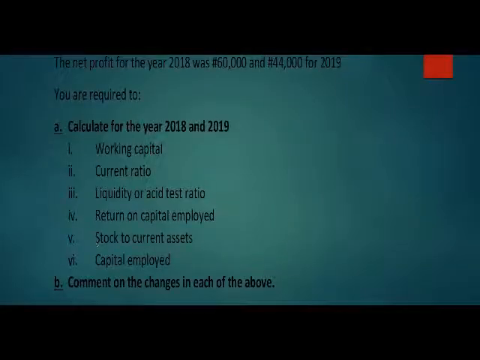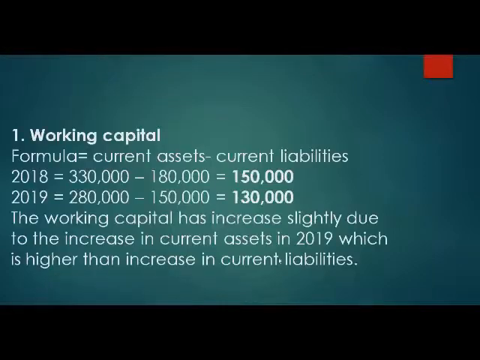And these are the requirements of the question. You have to calculate the working capital, current ratio, liquidity or acid test ratio, return on capital employed, stock to current asset, then capital employed. And the B part of the question is to comment on the changes in each of the above. This is the brief recap of the workings we did in our last video.